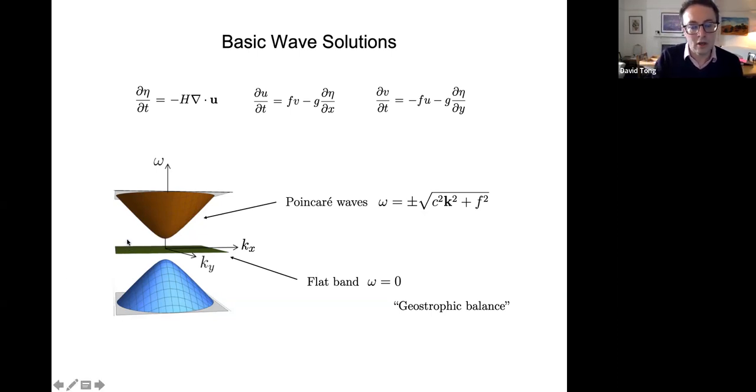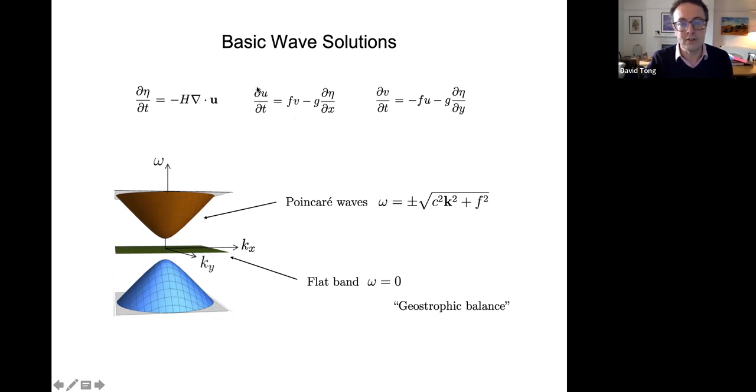All right. So what else do we have? The slightly surprising feature is that there's what a condensed matter physicist would call a flat band. In other words, there's a set of waves that don't change in time because their frequency is zero. It's what geophysicists call geostrophic balance, and it's actually fairly easy to see from these equations up here.